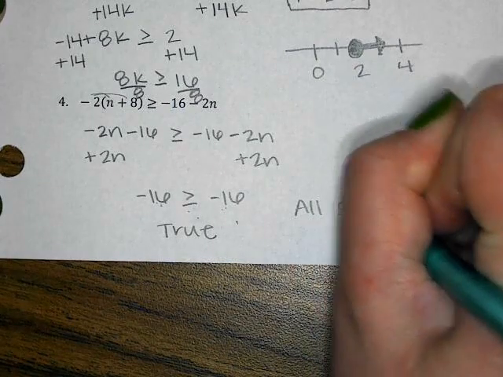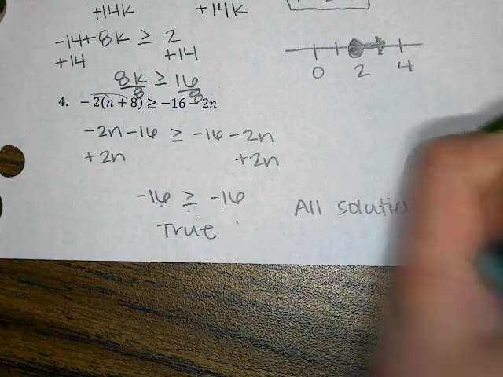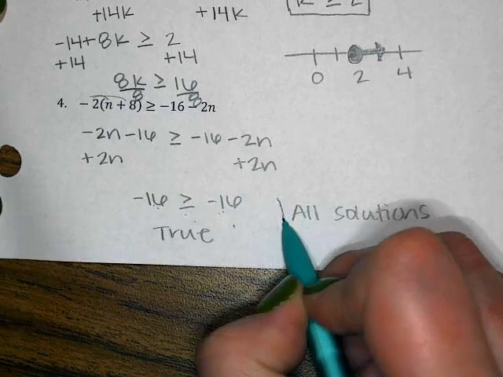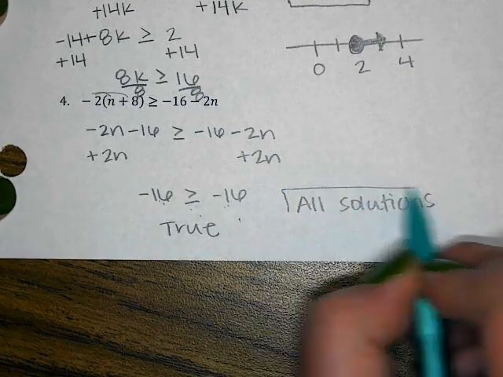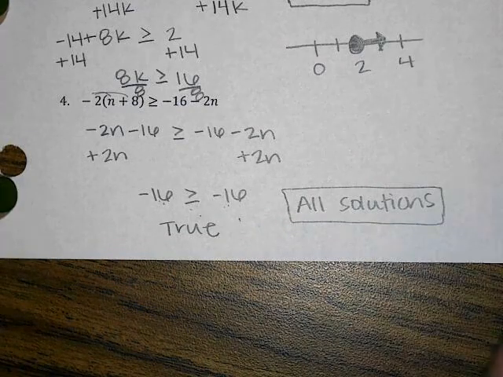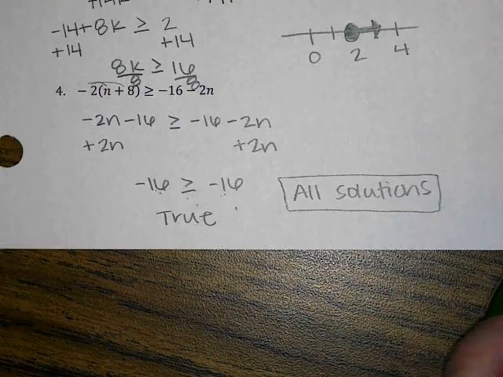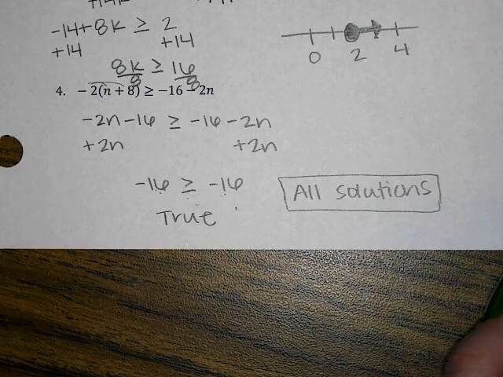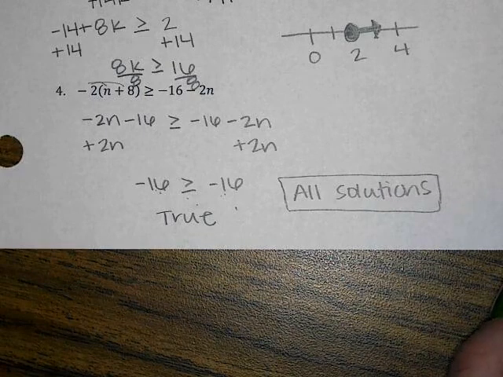Okay, so that means you can plug in any number that you want for n, and it will work every single time. It'll just give you that the left side of the inequality and the right side of the inequality are the same number. That's what's going to happen every single time. How do we draw all solutions on a number line? You draw the arrow going both ways. The whole thing is dark. The whole thing is drawn in.